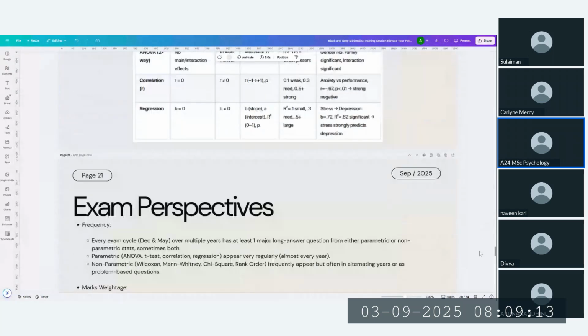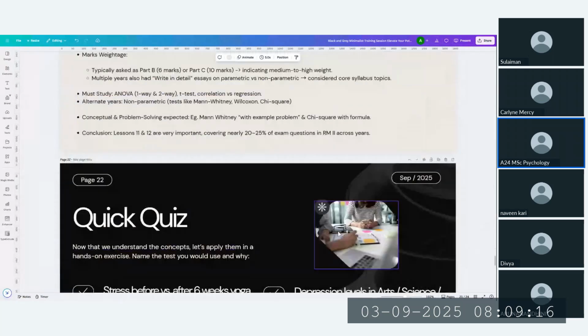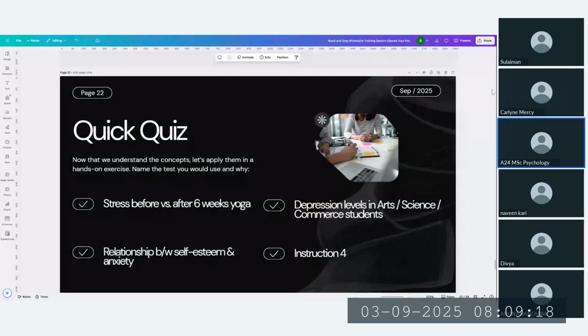Okay, next question. Depression levels in arts, science, and commerce students. 3 groups. Which one will it be? Correlation. You are studying depression levels in 3 groups. The clue is in that question. In 3 groups, you are studying one factor. ANOVA? Correct. It is one-way ANOVA, which is one factor across 3 groups.